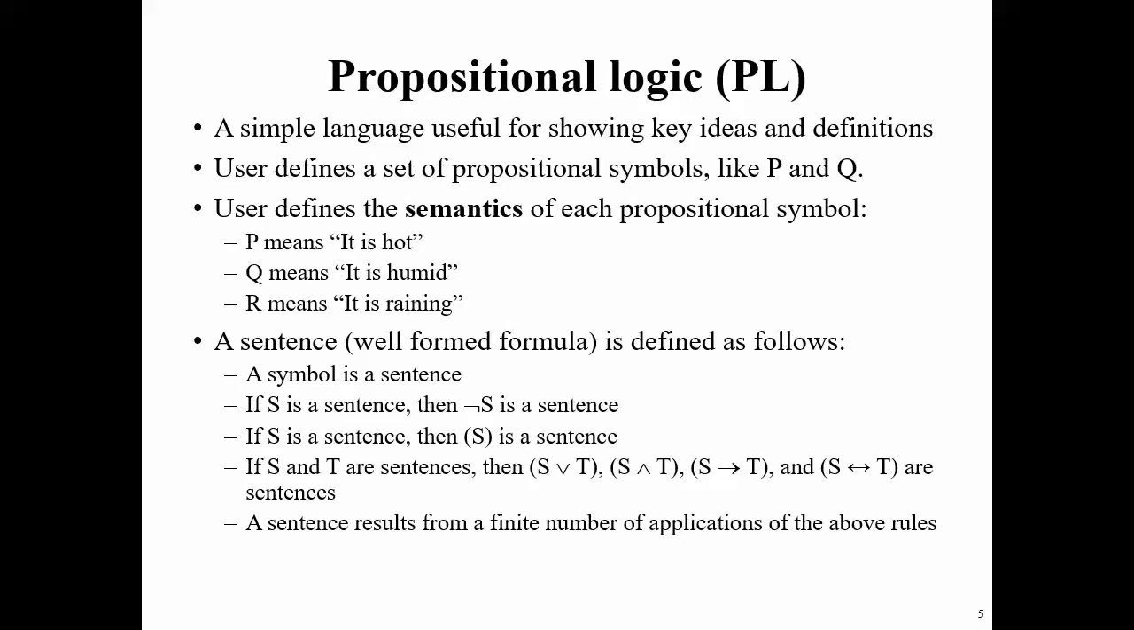We already discussed the previous example. P represents hot, Q represents humid, and it is well defined. The user defines the semantics of a propositional symbol. That means the symbol P has the meaning it is hot, and the symbol Q has the meaning it is humid. Semantics is nothing but the meaning of the given sentence.